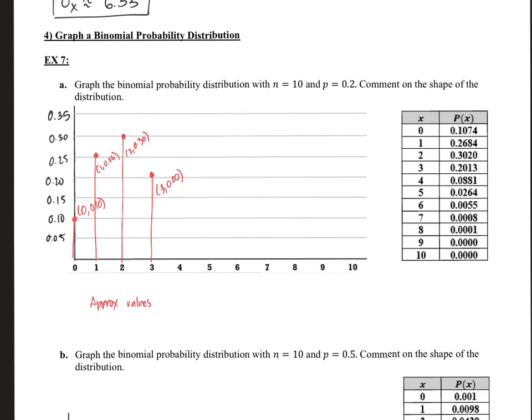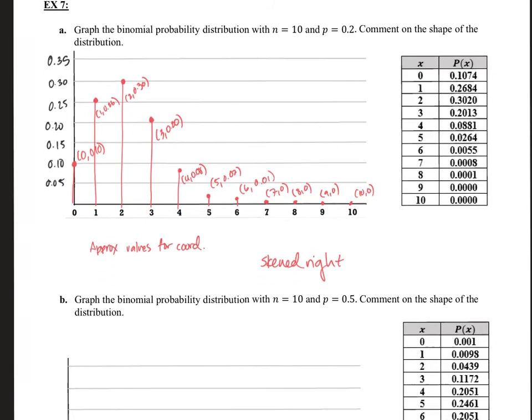I'm going to pause the video and graph the rest of these. Go ahead and graph them as well and check your answers with me in a sec. So that's the approximate values for all of them. Once again, I wrote approximate values for the coordinates. What does this look like? Our data goes up, but then it skews off to which direction? To the right. So this looks skewed right. Notice the terms skewed right and left are starting to come back.